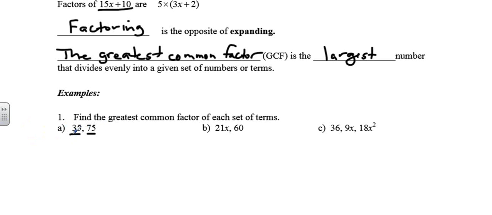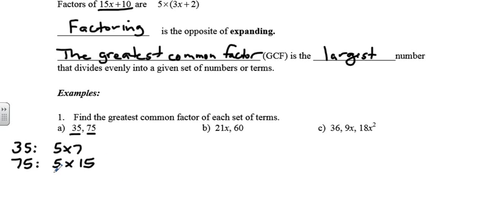I'm pretty sure 5 is going to go into both of those. How do I know that? Well, 5 times 7 is 35, and 5 times 15 is also 75. So for 35, we've got 5 times 7. Can we break that down into any other smaller numbers? No. How about 75? We said 5 times 15.